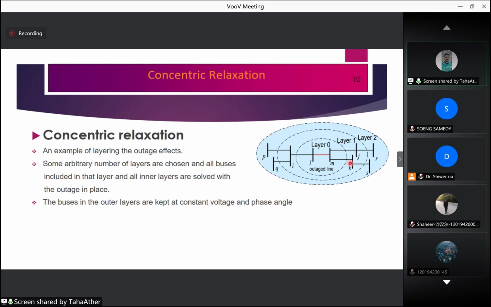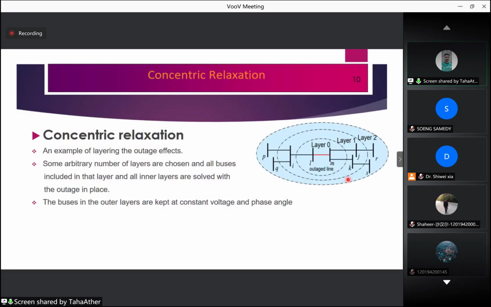Like we consider layer 1, layer 0, layer 2, and so on, depending upon the complexity of the power system. The concentric relaxation procedure was originally proposed by Zaborowski. The loss of a transmission line does not cause much effect 1,000 miles away. In fact, we might hope that it doesn't cause much trouble beyond 20 miles from the outage. Although, if the line were a heavily loaded, high voltage line, its loss will most likely be felt more than 20 miles away.